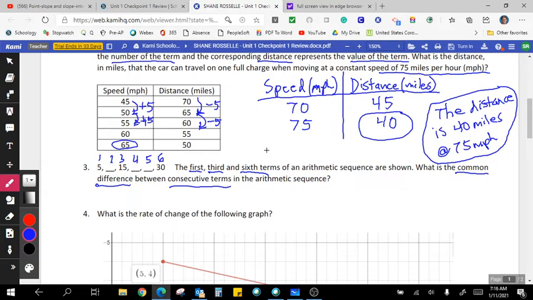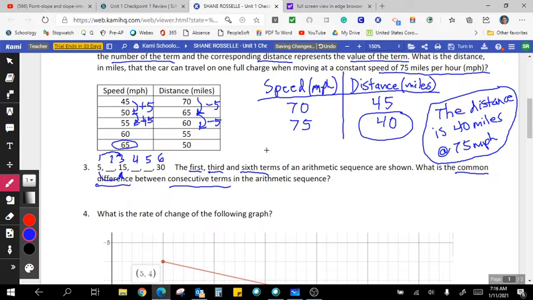So what I do is I look at this and I say, okay, what do I know? I know 15 and I know 5. And that represents the first term and the third term. Okay?